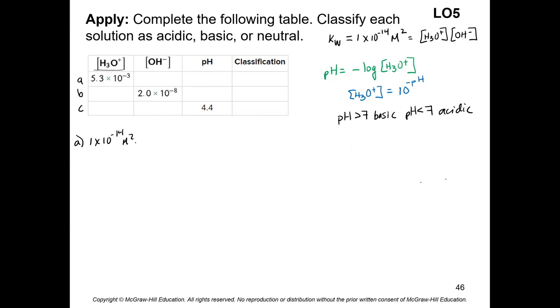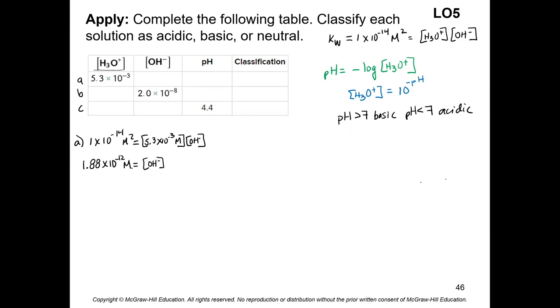Okay, so then this will equal the concentration they have given me, which is 5.3 times 10 to the negative third. Remember, all of these are in molar. And then I'm trying to solve for OH minus concentration. So divide both sides by 5.3 times 10 to the negative third, and that will give you OH minus concentration, and that will result in 1.88 times 10 to the negative 12 molar.